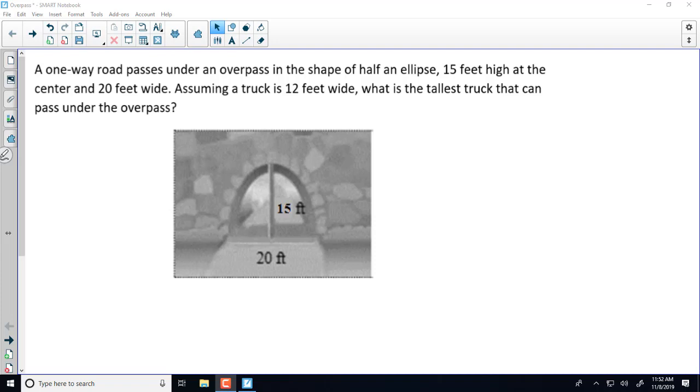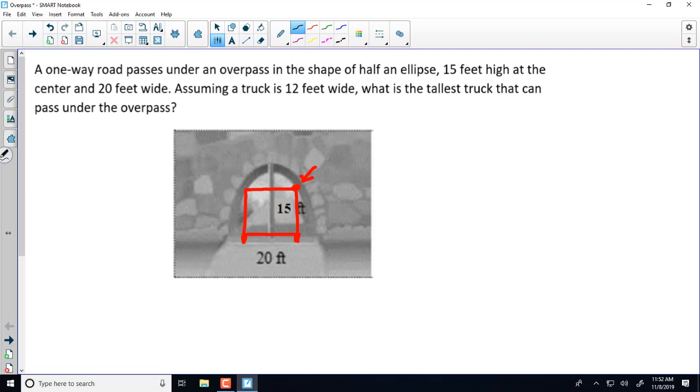So a one-way road passes under an overpass in the shape of half an ellipse, 15 feet high at the center and 20 feet wide. Assuming a truck is 12 feet wide, very wide truck, what is the tallest truck that can pass under the overpass? So what we're basically going to do is try and drive a truck through the middle, and of course it's going to stick out on both sides. And we just want to know how tall it can be right here, so it can just barely scrape through. So we're actually just going to try and find the height of the tunnel right there.